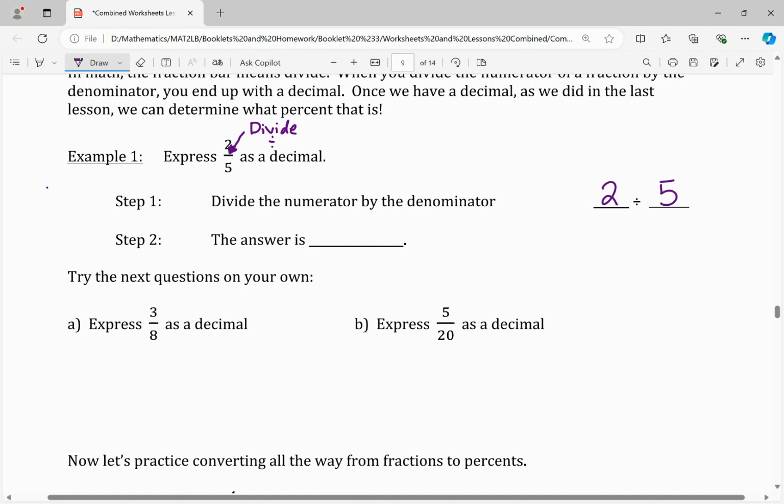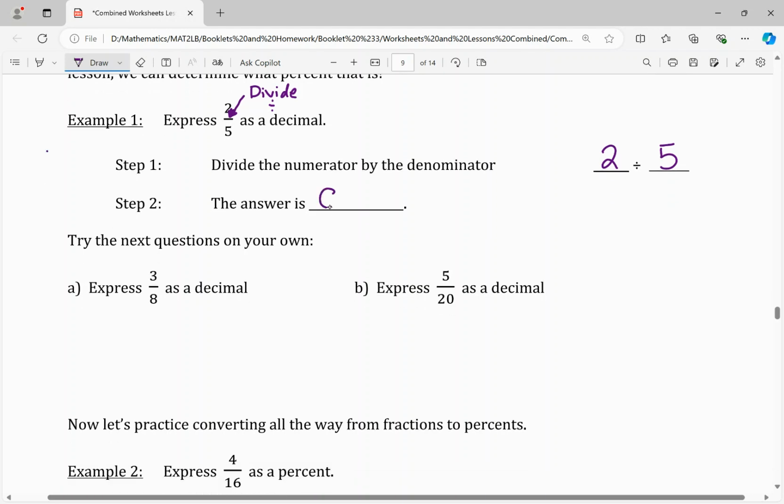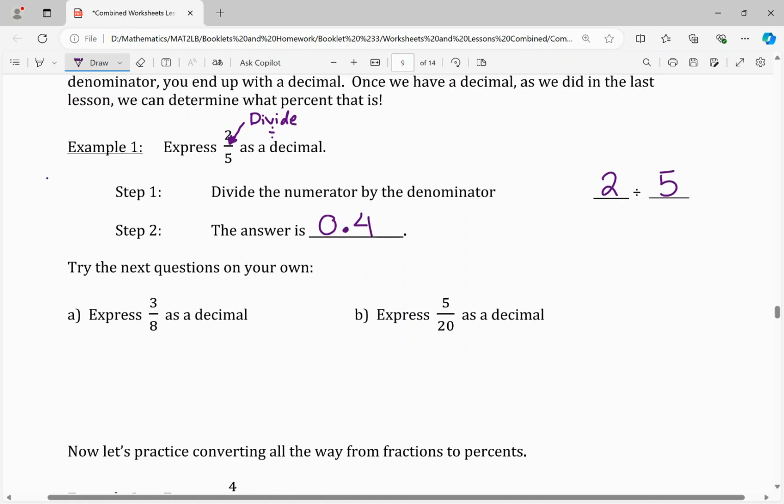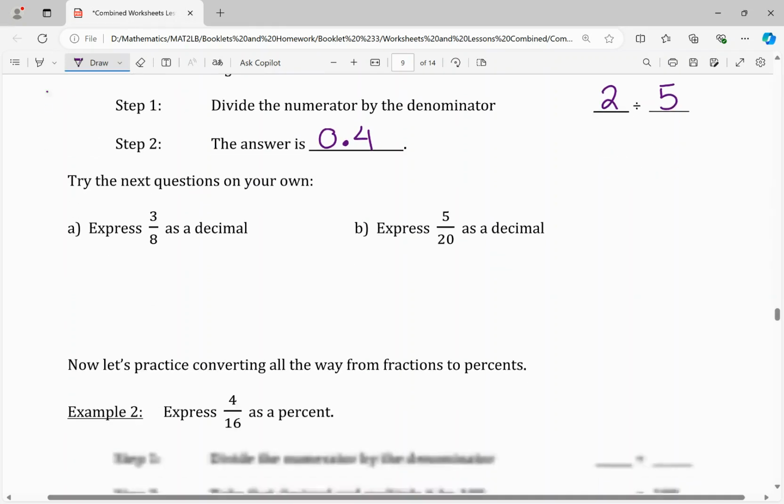Okay, so we would quite literally type 2 divided by 5 into our calculator. When you do that, I should grab a calculator. Give me a second. When you do so, you will get an answer of 0.4. Pretty straightforward. Just type what you see into the calculator and you will get a decimal.